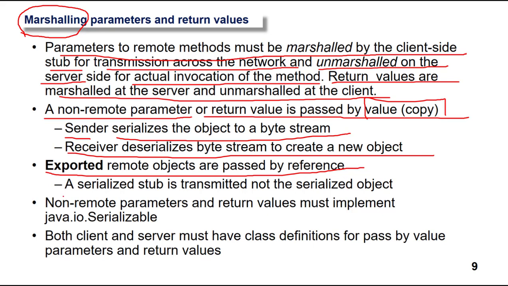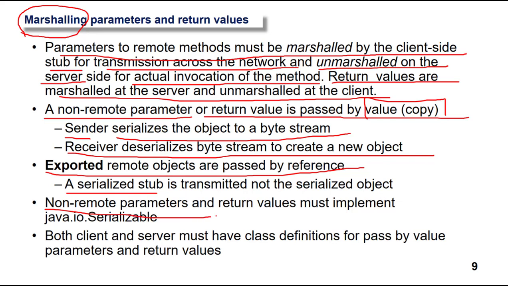In this case, we don't send the entire object over the internet. We only serialize the stub. We serialize the stub, and we use the stub to do remote operations on the object at the remote server. So we don't need to transport the entire object over. We just perform operations on it remotely, and we do that through the stub.